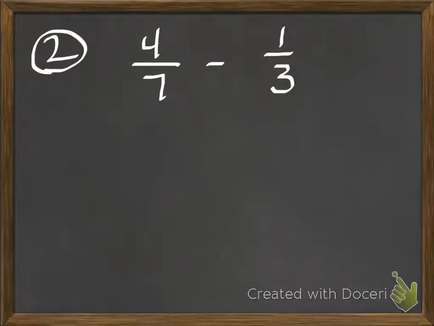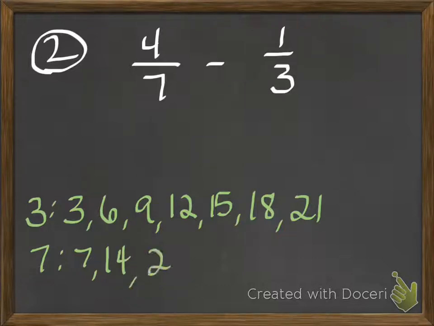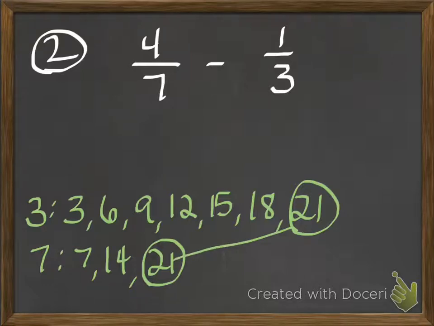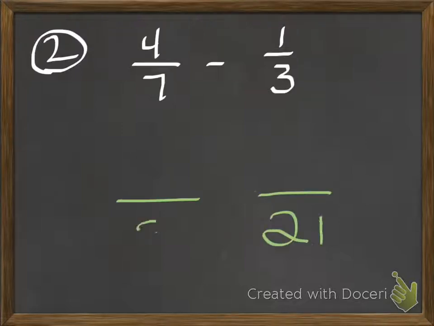Number 2, 4/7 minus 1/3. Okay, I'm going to find the least common multiple of 3 and 7. I have 3, 6, 9, 12, 15, 18, and 21. The multiples of 7 are 7, 14, and 21. I see that 21 is a common multiple for both of them, so that's the one I'm going to use. Okay, so 21 is going to become my new denominator for both fractions.